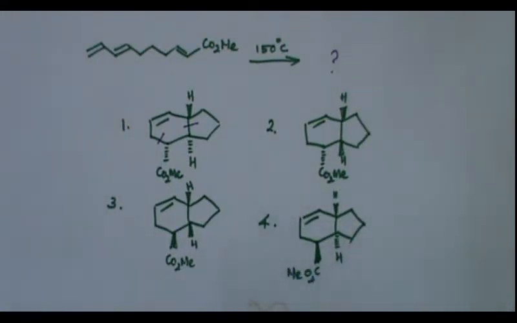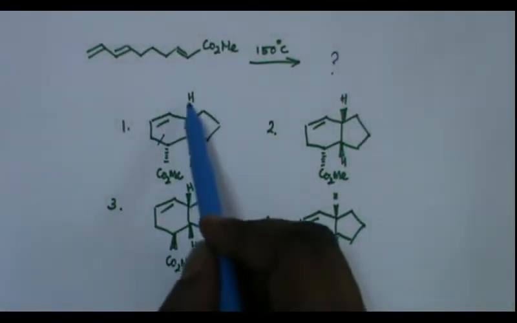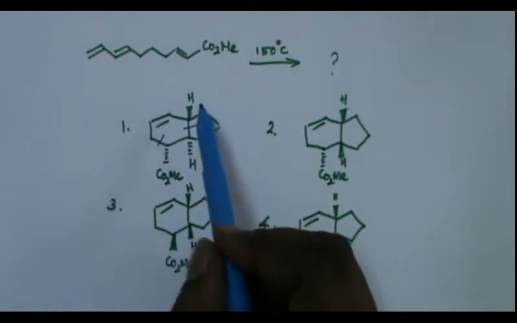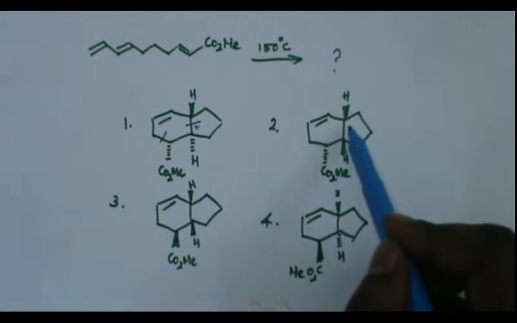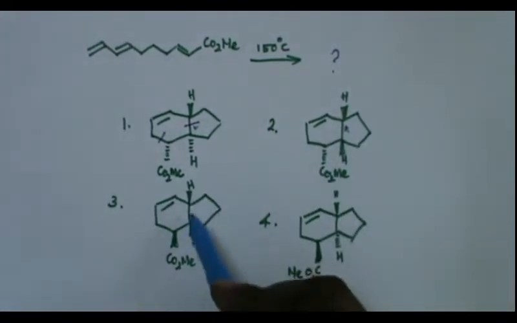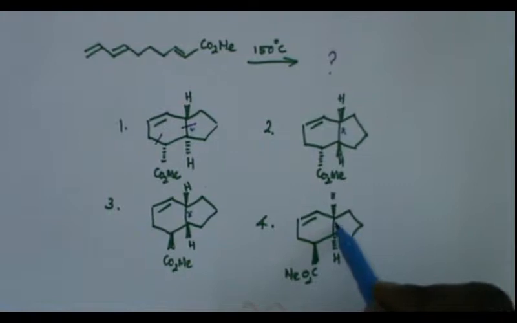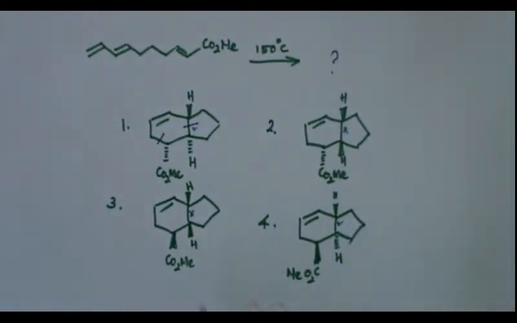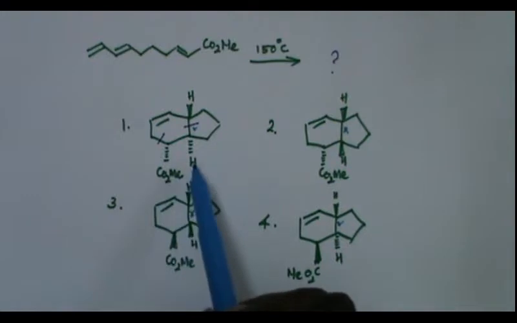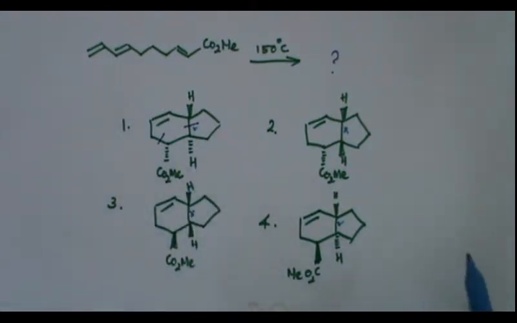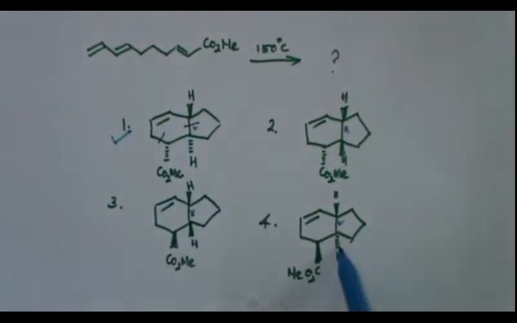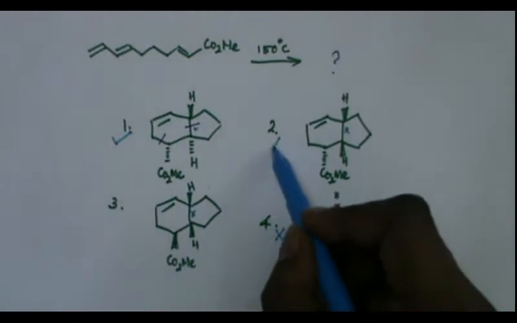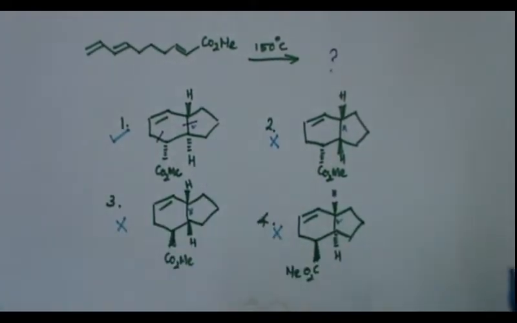From the transition state, we understood that the two hydrogens should be trans. So in this, they are trans. So that is correct. But here it is cis. So not possible. Cis, not possible. Here it is trans. What about the stereochemistry between CO2Me and hydrogen? That should be cis. So in this it is cis. So this is the correct answer. In this it is trans. So this is also wrong. So answer, it is 1.